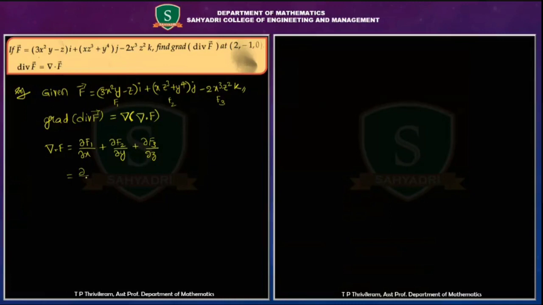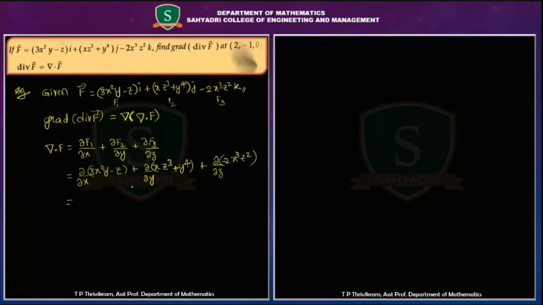So this is nothing but dou by dou x of 3x square y minus z, plus dou by dou y of xz cube plus y power 4, plus dou by dou z of minus 2 x cube z square. Okay, so this one is equal to, can you just tell? Yes, sir.